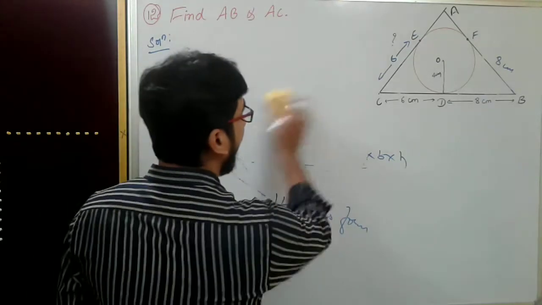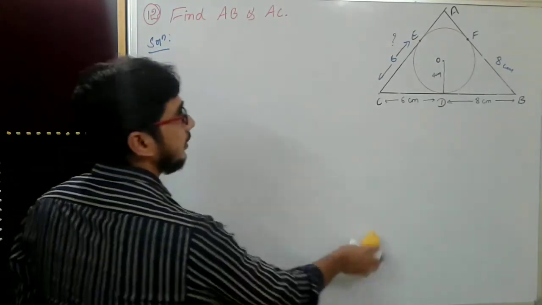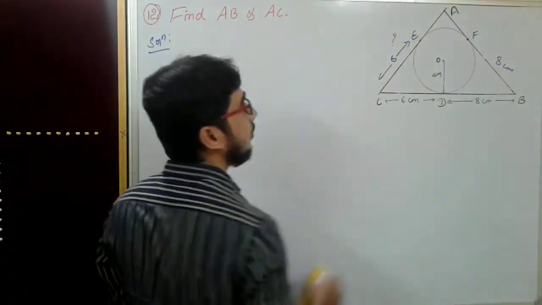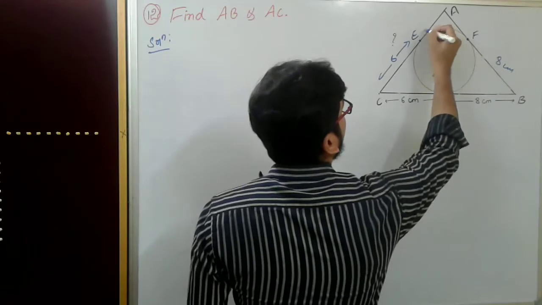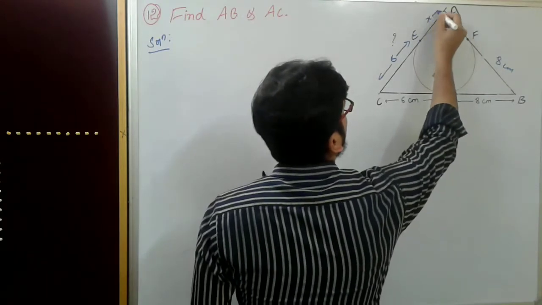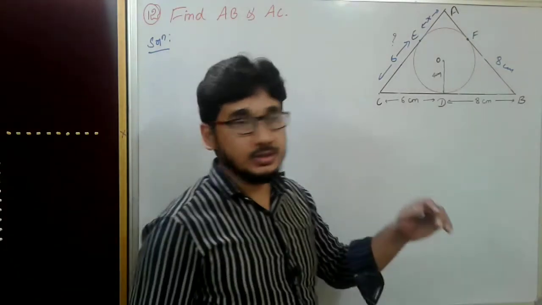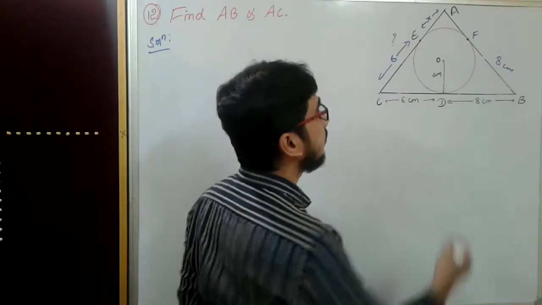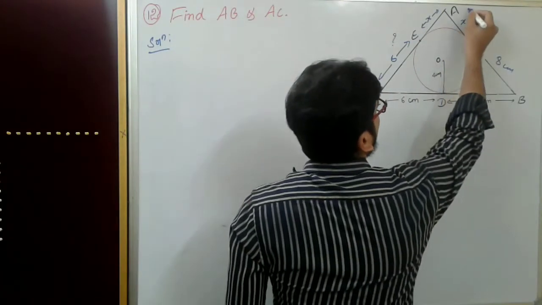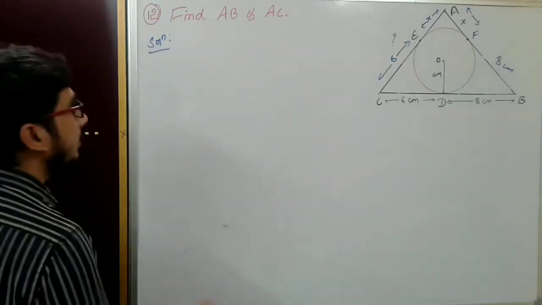See, they have given these values here. Here we don't know the value, so I'll keep this length as x. Since A is the external point, the length here is the same, so this will also be x. Don't forget. Now let us go to find the area.